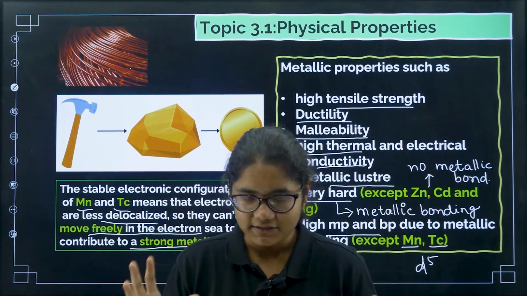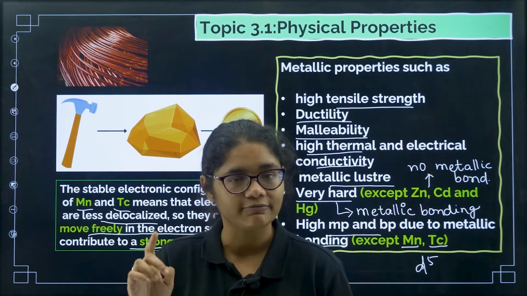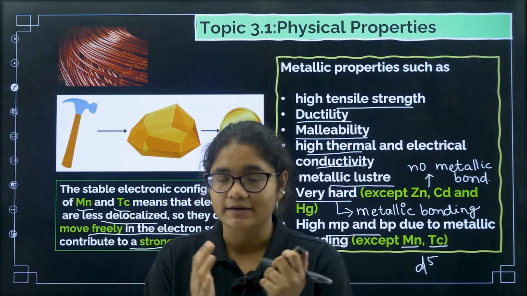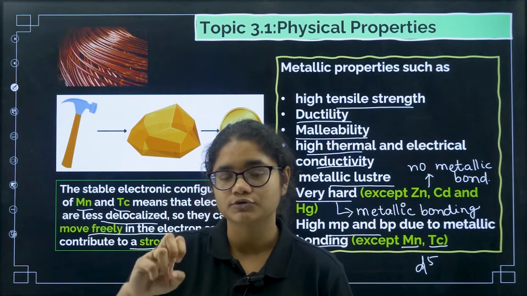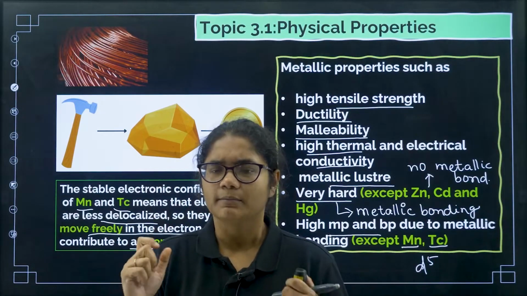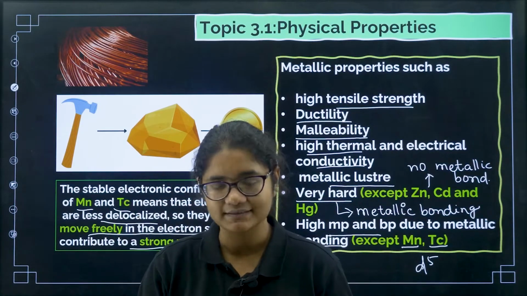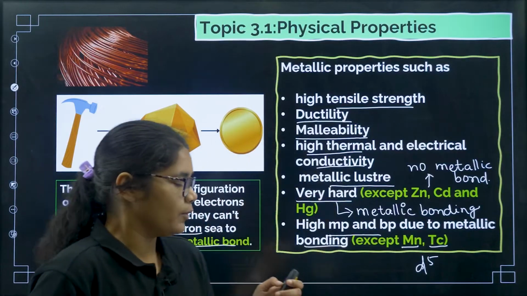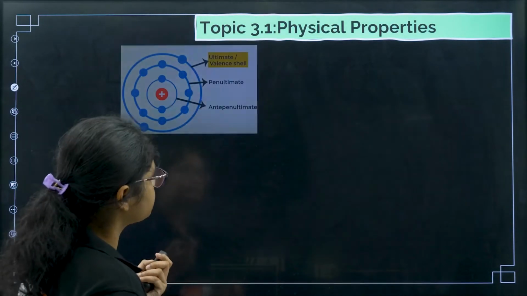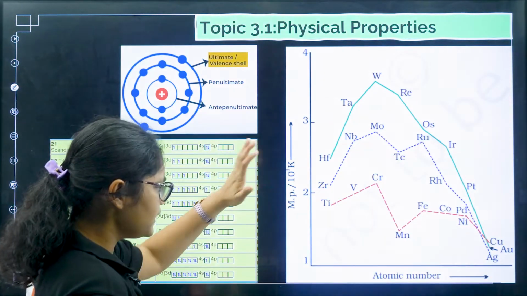So nothing much complicated here. When they have a stable electronic configuration of d5, they are more attracted towards the nucleus. So the nucleus doesn't allow these d5 electrons to participate in the metallic bonding. Because they do not participate in metallic bonding, the intermolecular forces are less, and melting point and boiling point also decrease. Clear? Okay, so now moving here, we can understand from the graph.